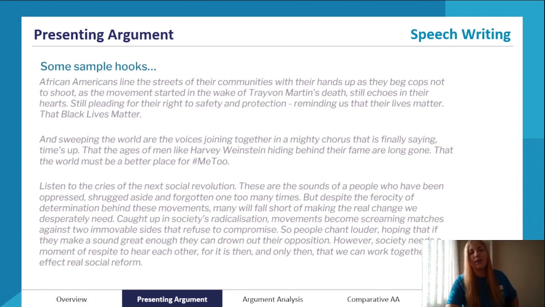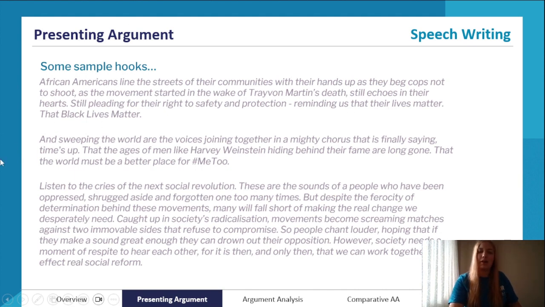Let's have a look at another example. African Americans lined the streets of their communities with their hands up as they begged cops not to shoot. As the movement started in the wake of Trayvon Martin's death, still echoes in their hearts, still pleading for their right to safety and protection, reminding us that their lives matter, that Black lives matter. And we see that repetition in these sentence structures has been very impactful. Repetition of still, reminding that.